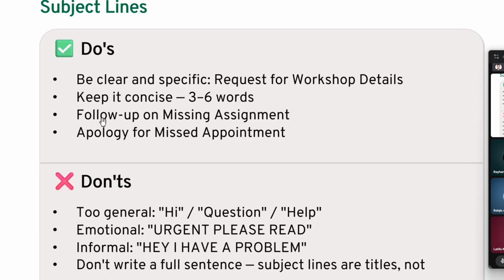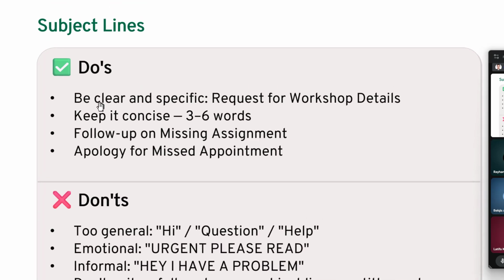On the test, this part is already given, but when we are writing the email outside the test, or writing an email to a professor at university, or to someone far away for coordination, what we need to do in our subject line is to be clear and specific. For example, request for workshop details. It is clear and it specifically tells the topic. It is a request, and what this request is for is workshop details.